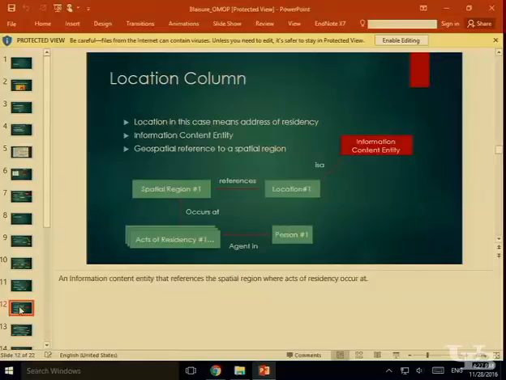The location column, a little bit of an ambiguous name. In the documentation, it's referencing the address of residency only. So this wouldn't be any kind of work address or anything like that. It would only be address of residency. It's also an information content entity. There's all these acts of residency happening in this spatial region, and the location of that spatial region is referenced by this field.